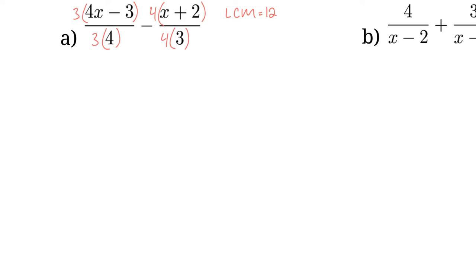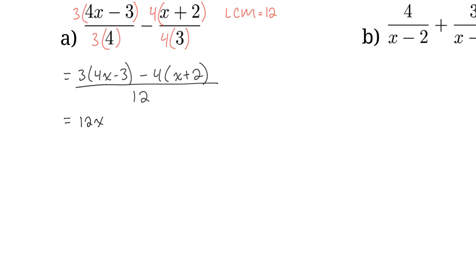So I'm just going to rewrite this all over our same denominator. So this is all over 12. And now we can distribute and get rid of these brackets in our numerator. So this is going to be 12x minus 9, and then we're distributing this negative 4 into the brackets, so it's going to become negative 4x minus 8, and that's all over 12.